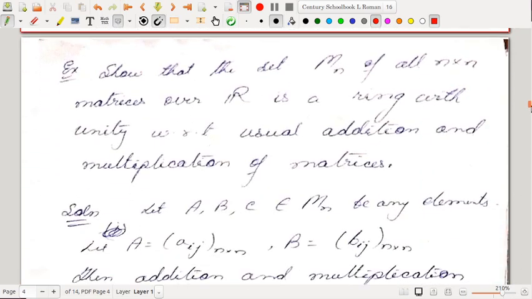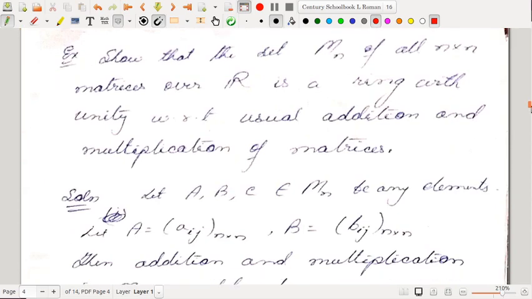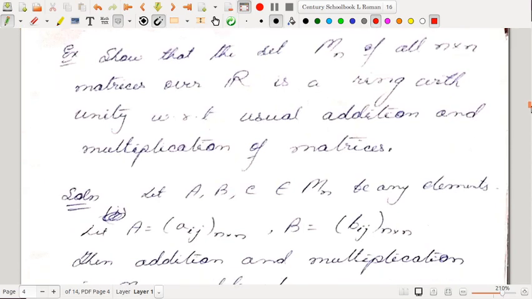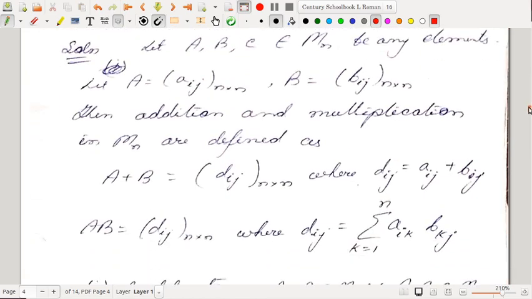In the earlier class, we have done that the set of 2 by 2 matrices over R is a ring. Here, let us start with any n by n matrices, so that the set Mn of all n by n matrices over R is a ring with unity with respect to the usual addition and multiplication of matrices. Let us just define what those addition and multiplication are.